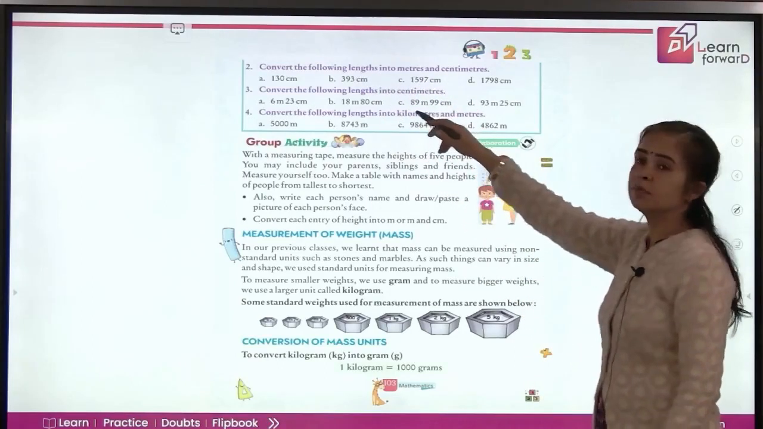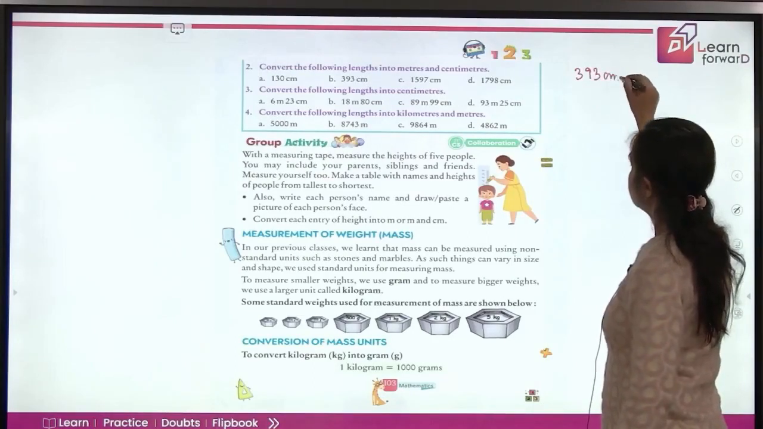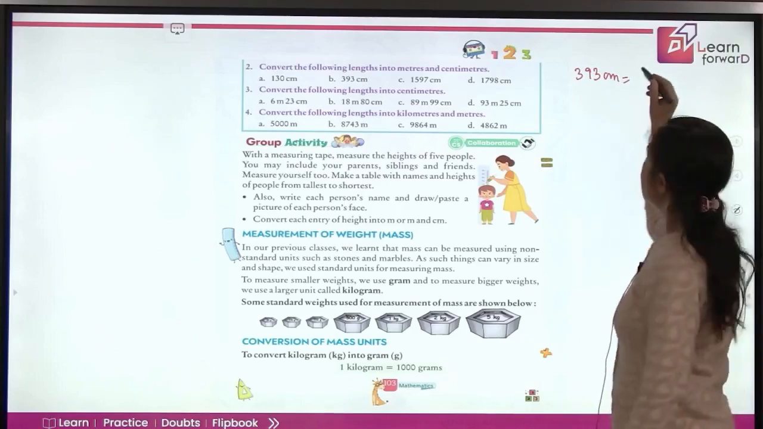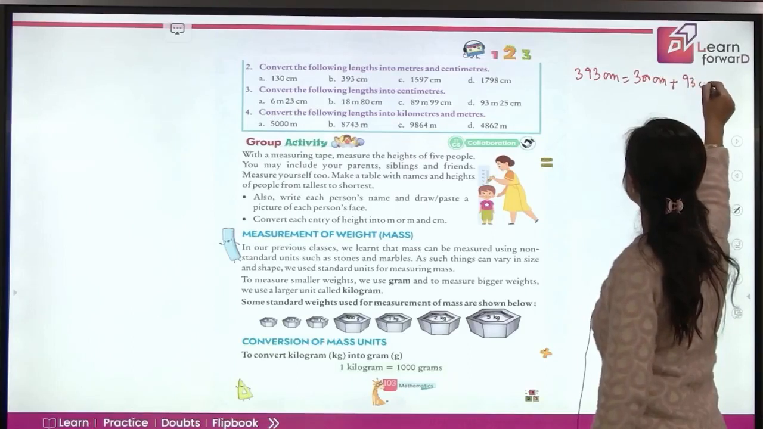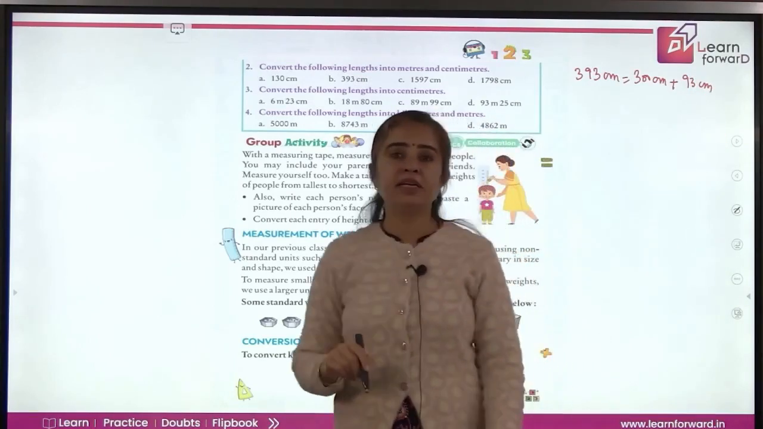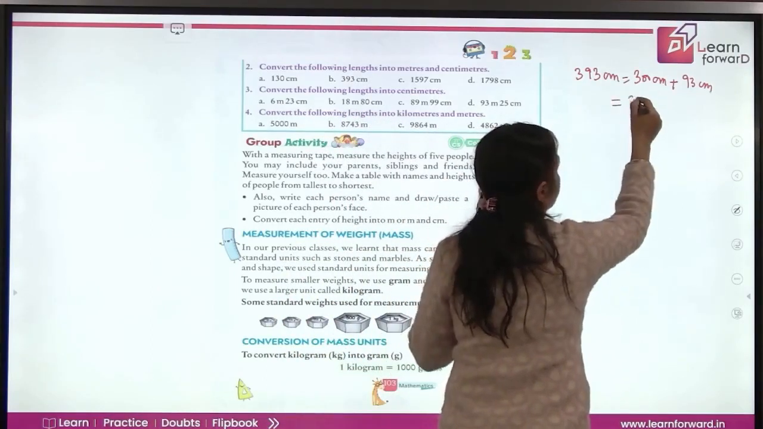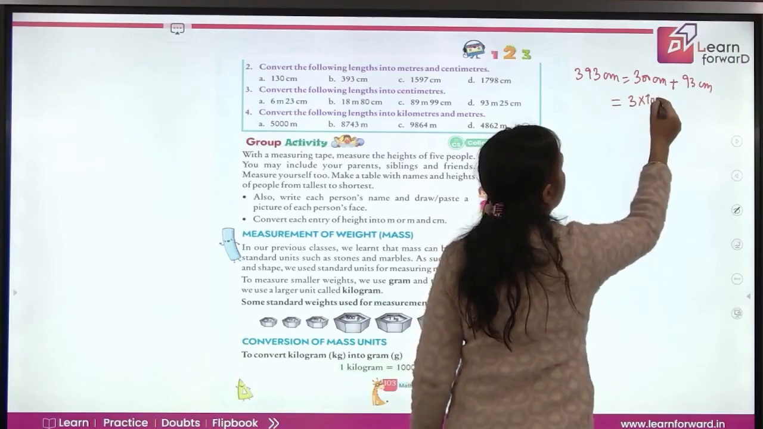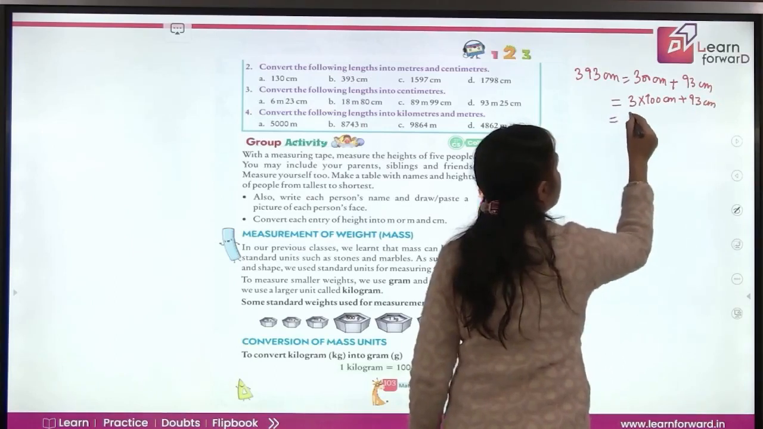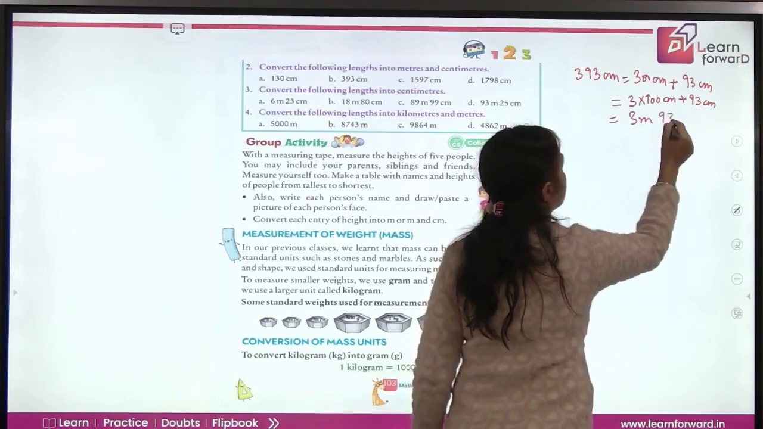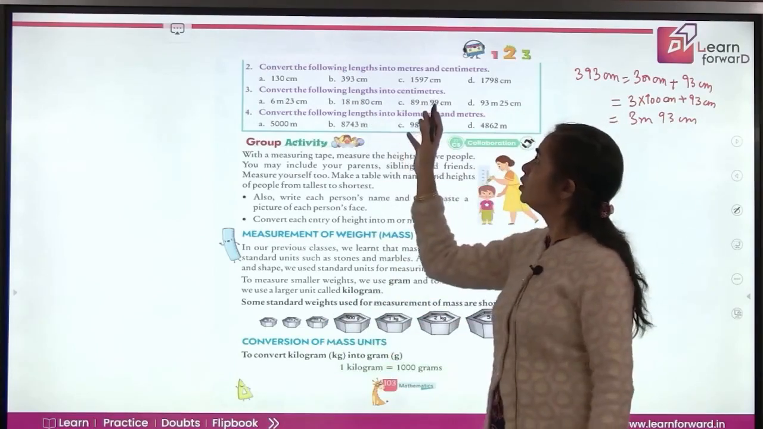So here we'll break. Suppose we talk about 393 centimeters. Let's break it, 300 centimeters plus 93 centimeters. Now how much is 300 centimeters in meters? This is 3 into 100 centimeters plus 93 centimeters. So this means 3 meters, 93 centimeters. So simple, right?